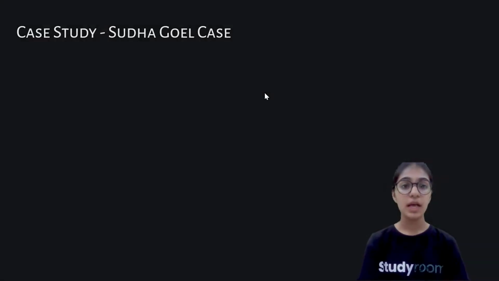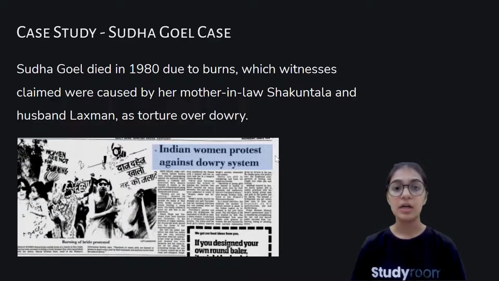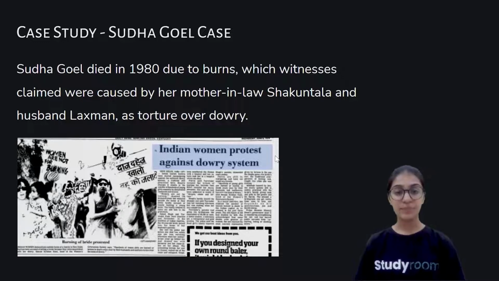Moving forward. Okay, so let me explain this appellate system through an example of Sudha Goyal. So what happened once was that Sudha Goyal, a lady, died in 1980 due to burns. The case was that she burnt herself, and she died due to those burns.